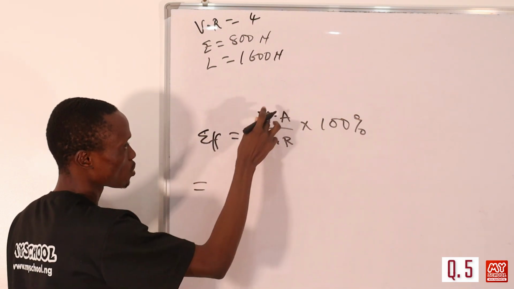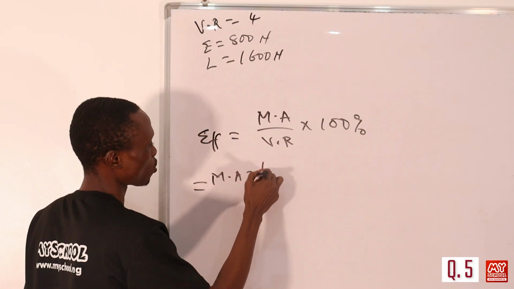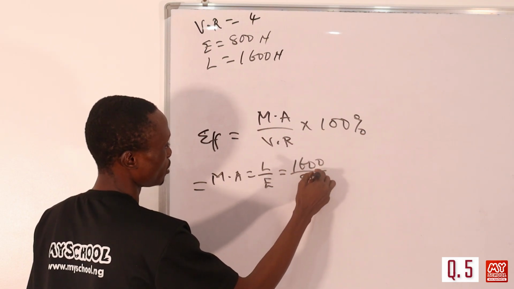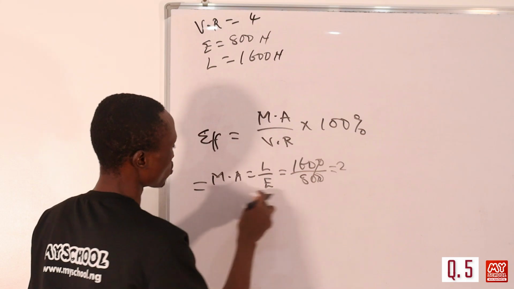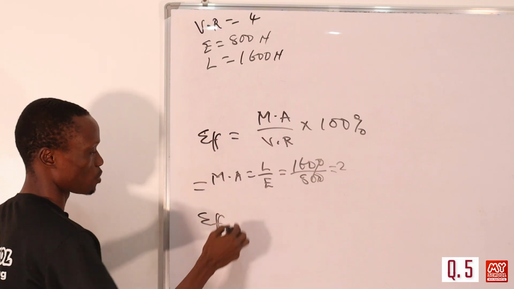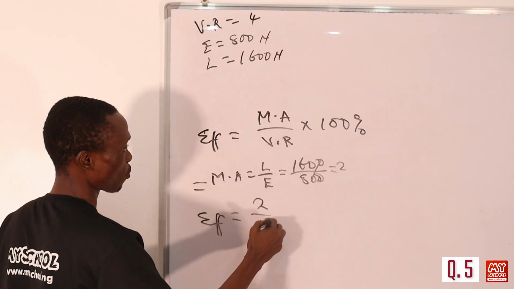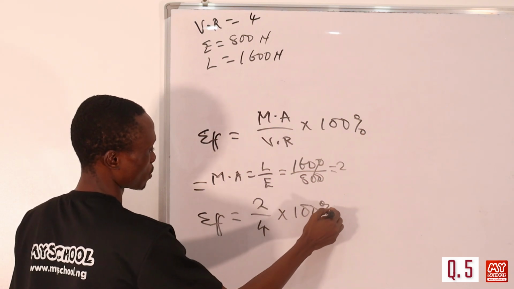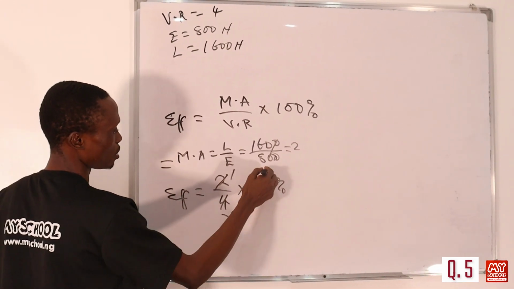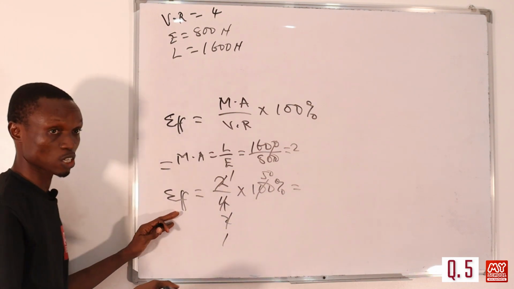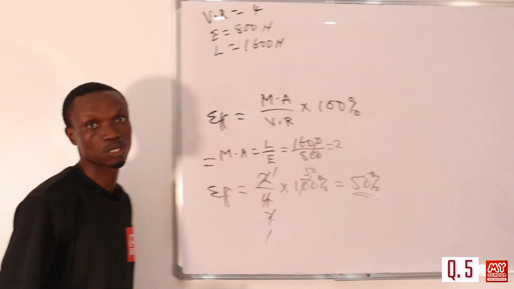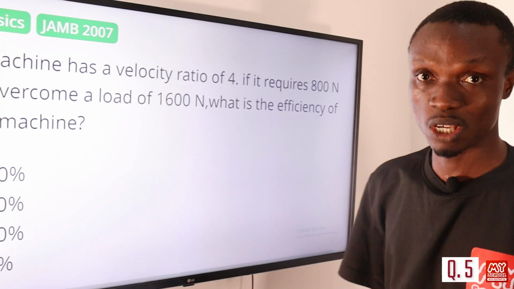Here we know that mechanical advantage is equal to load all over effort. So in this case we'll have 1,600 divided by 800, so this will be equal to 2. Now that we know the mechanical advantage, let's put it here and continue with our calculation. So efficiency of the machine in this case now becomes 2 all over 4 times 100%. So 2 here is 1, 2 here is 2, 2 here is 1, and 2 here is 50. So at the end of the day the efficiency of the machine is equal to 50%. Let's return to the screen to pick the correct answer to this question, and that is option B, 50%.